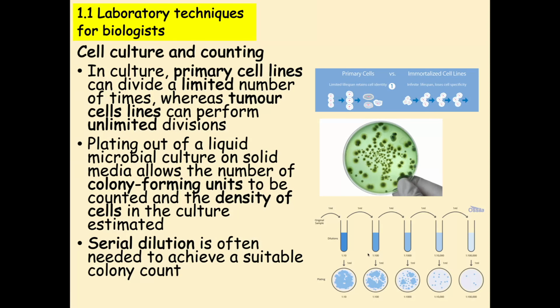When we plate out a liquid microbial culture onto solid medium, okay, sometimes it can be difficult to count how many bacterium, individual microorganisms there are. So what we do instead is we count colonies, okay? We call them colony forming units. So we count those, and you can see from the image on the right there, some colonies have formed on that particular plate. And then from that, we can estimate the density of the cells in the culture, okay, based on the number of colonies and the size of those colonies that we count.